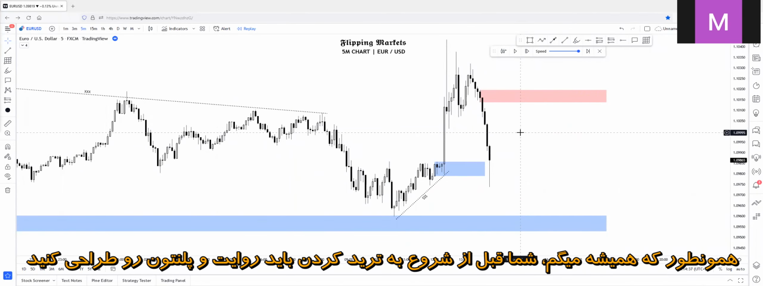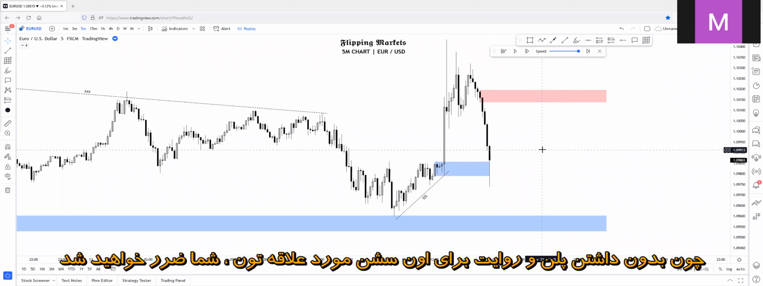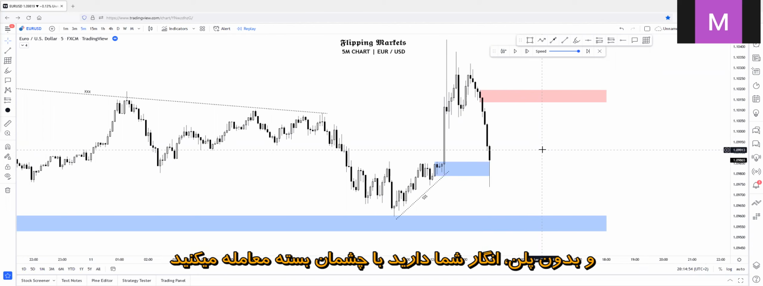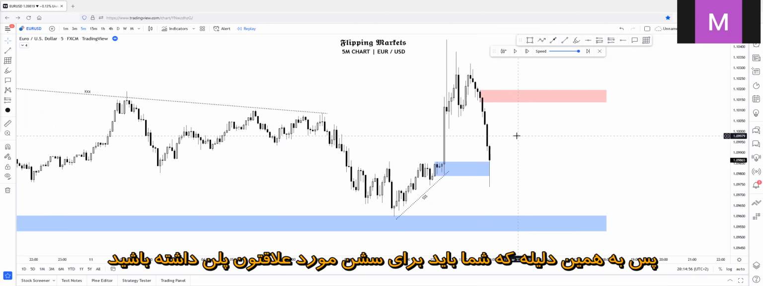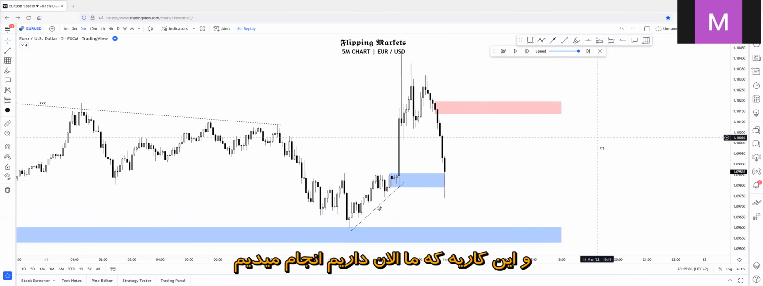As I always tell you, you have to build a narrative before you start trading. You always have to build a narrative before every single trading session, before every single backtesting session. Because without a plan for that specific session, without a narrative for that specific session, you'll be lost. You'll be blindly trading without a plan. So that's why you have to build a plan for that specific session. And that's what we are doing right now.